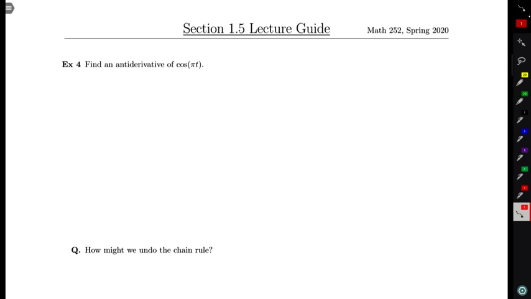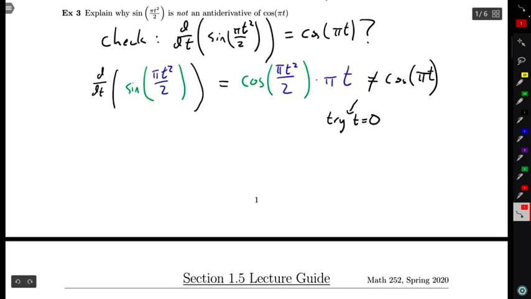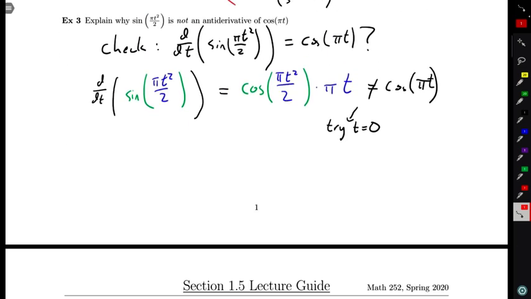So example 4, we're asked to find an antiderivative of cosine of pi t. And maybe we want to remember that what we did in the previous section, or in the previous video, was we looked at undoing each of the individual pieces. So we said, well, let's antiderive cosine and get sine. Let's antiderive pi t and get pi t squared over 2. And that didn't work out so well for us.